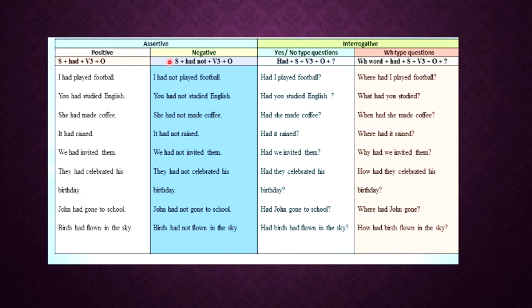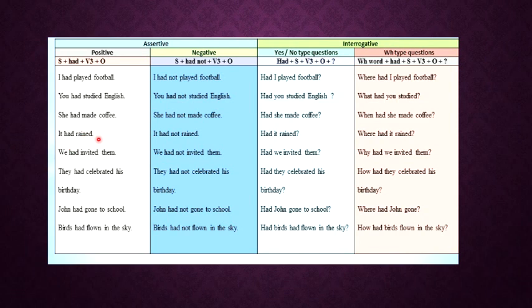Okay. Similarly, you had studied English. You had not studied English. Had you studied English? What had you studied? She had made coffee. She had not made coffee. Had she made coffee? When had she made coffee? So everywhere there are different question words to give you practice.